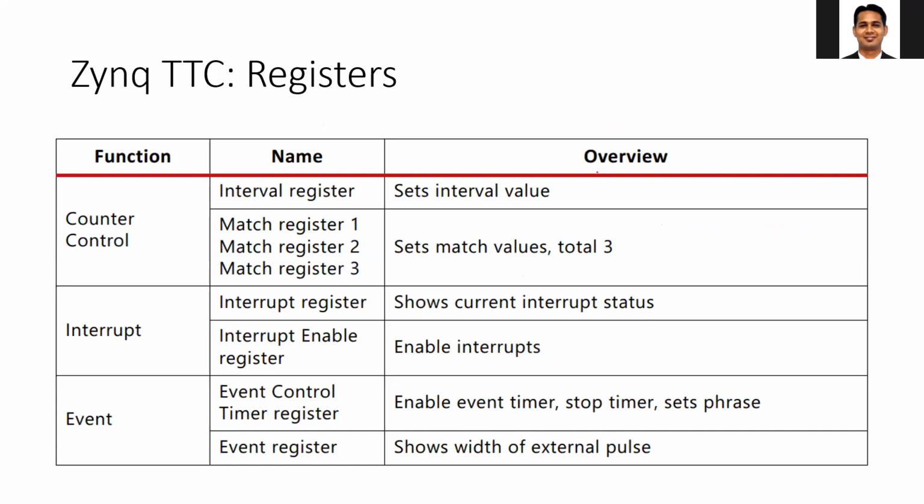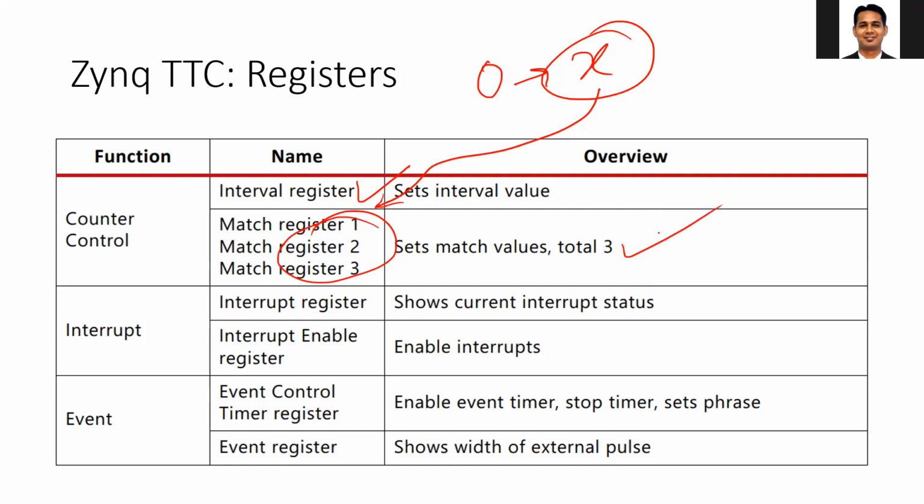In addition, you will have the interval register to set up the interval value. For example, if you want to count from 0 to x, you need to set up the corresponding value in the interval register. We are going to use this in our lab. Similarly, you can set the matching value. If you want to generate the interrupt in between, you can set this matching value. Then you will have the corresponding registers for interrupt enabling, disabling, status, setting up the interrupt, clearing the interrupt. You have the corresponding interrupt register. And when you want to use this as an event timer, you have the corresponding control and the status register.